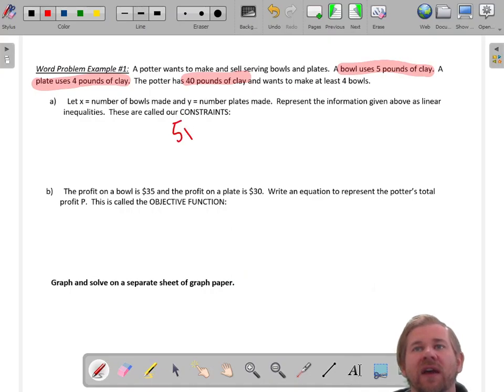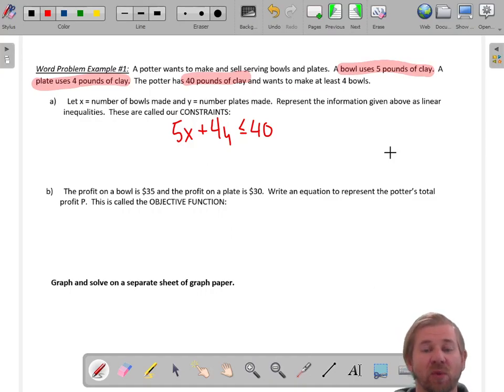So 5x plus 4y has to be less than or equal to 40. You don't have to use all the clay, but you can't use more than 40. What's my other constraint? At least 4 bowls. So the number of bowls, what's variable for bowls? X has to be greater than or equal to 4.